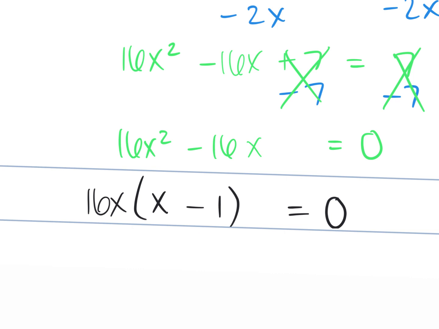Hold on. Yes, I know you guys know 16x equals 0, x minus 1 equals 0. But why am I able to do that? I factored it out. But why do I know that 16x must be equal to 0 and x minus 1 must be equal to 0? We need to know why. What does the zero product property say?